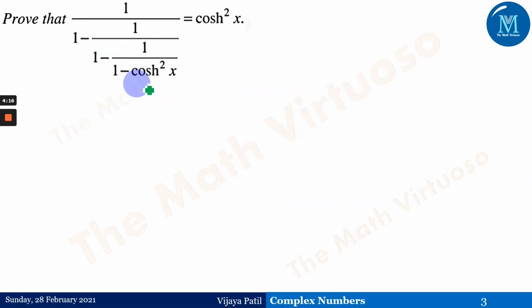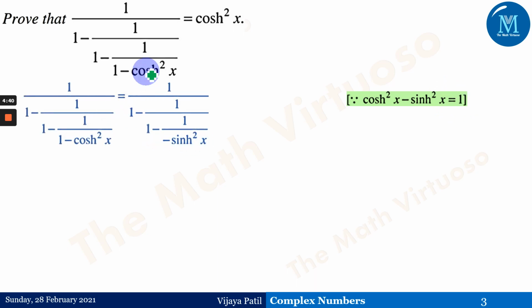Now this is a very simple example, and I just love this type of example, because it is really very exciting to follow this particular session. 1 minus cos hyperbolic square x is nothing but, so now we know the relationship between them, that is cos hyperbolic square x minus sine hyperbolic square x is equal to 1. So we'll be using this fact here.